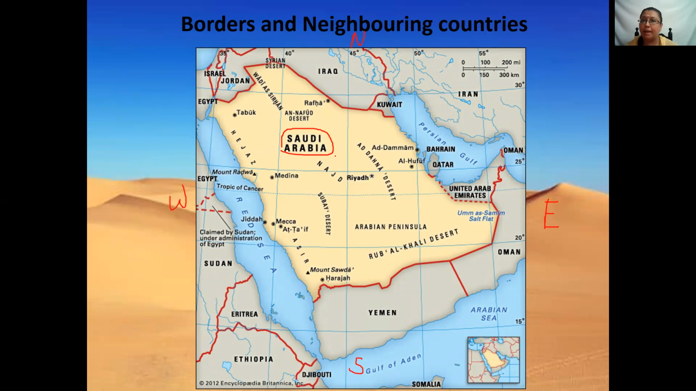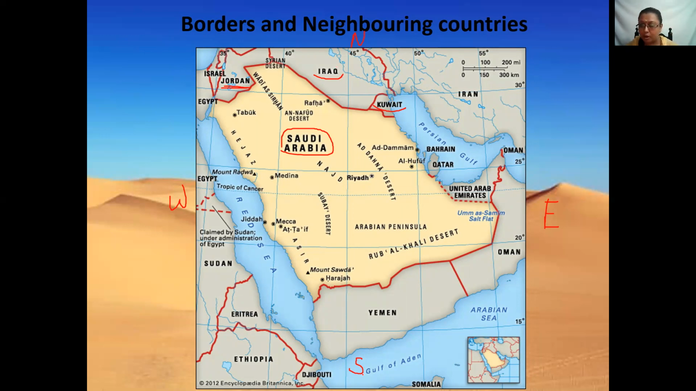Now, by looking at the map, can you tell me what countries are there on the north side? Let us start from here. What do we have here? This is Jordan, and then we have Iraq here, and then we have Kuwait here. So these are the three important countries on the north direction: Jordan, Iraq, and Kuwait.